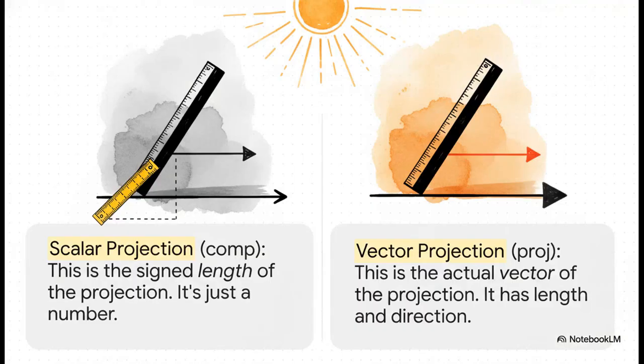So how do we actually measure this shadow? Well, we have two different tools to do it. There's something called the scalar projection, which tells us how long the shadow is, and then there's the vector projection, which describes the shadow itself as its own vector. One gives you a length, the other gives you the actual thing. Let's look at why you need both.